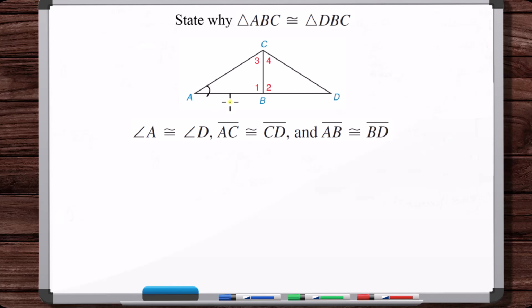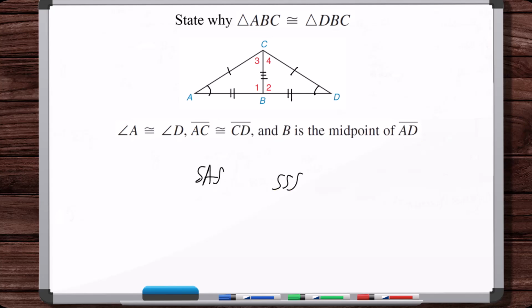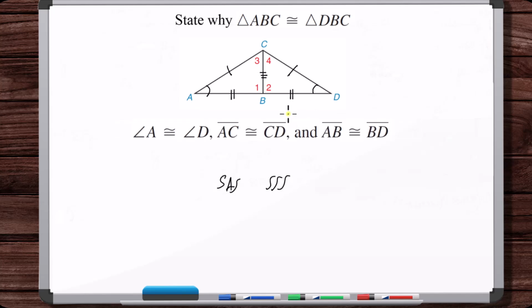Okay, angle A is congruent to angle D again. AC is congruent to CD. And AB is congruent to BD. So side, angle, side, or side, side, side. I think this was the exact same as the previous problem, except they stated that AB was congruent to BD in a different way. Here they said B is the midpoint of AD. Here they just said AB is congruent to BD.